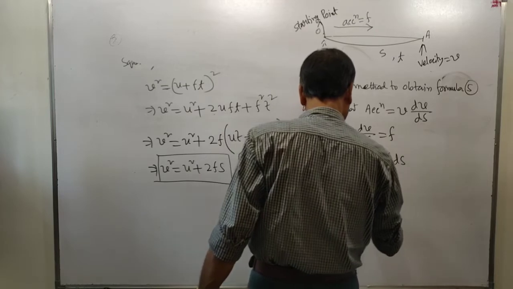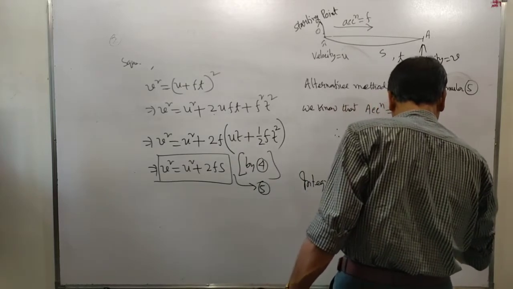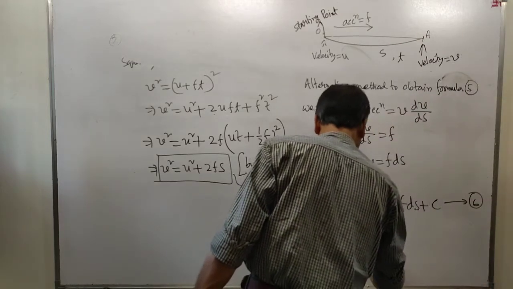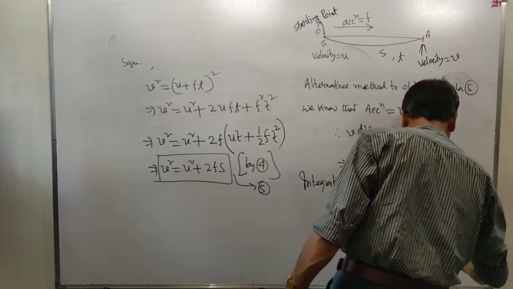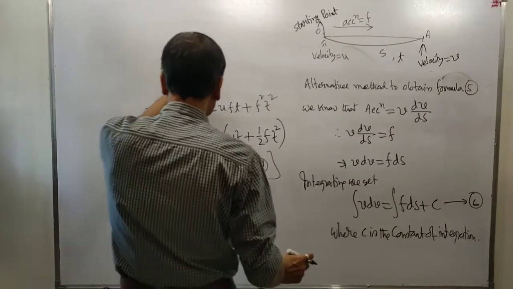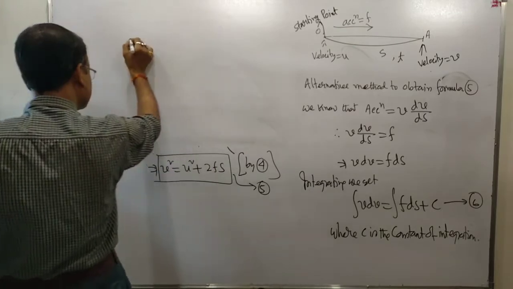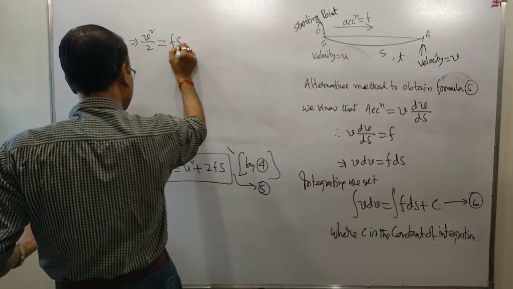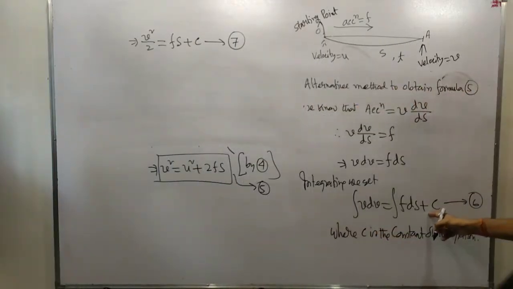Integrating, we get integration v dv equal to integration f ds plus c, where c is the constant of integration. This means v square by 2 equal to fs plus c. Suppose this is number 7.